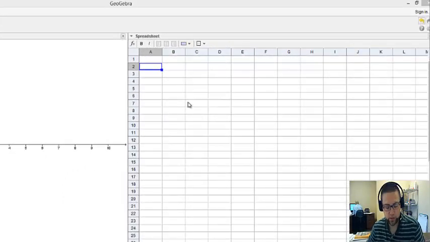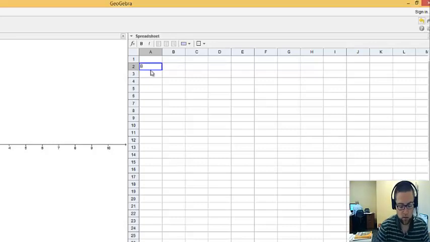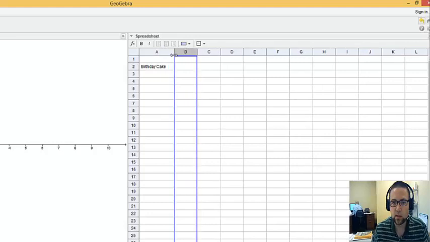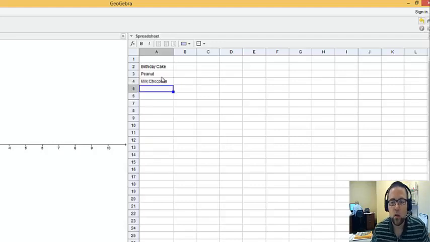Okay, now I'm ready to build my chart, now that I've collected my data. And in this chart, I'm going to have 3 different categories. So this was, we call it birthday cake. And then the next type of bag that we had was peanut. And then we had milk chocolate, plain M&Ms. Okay, and then we had various colors, right, that go with each one.